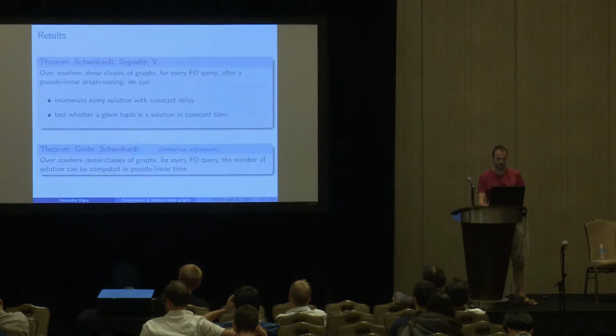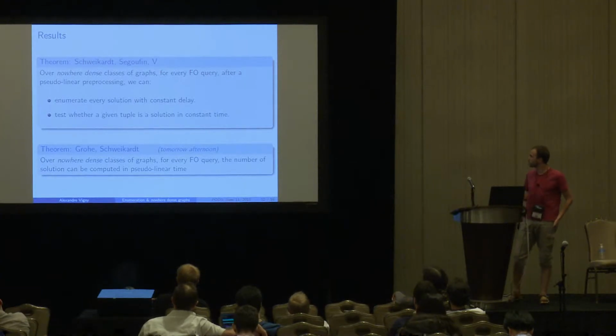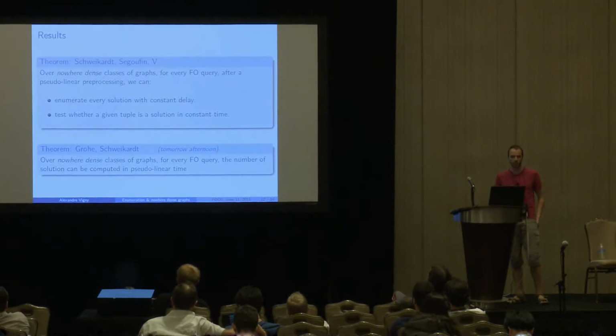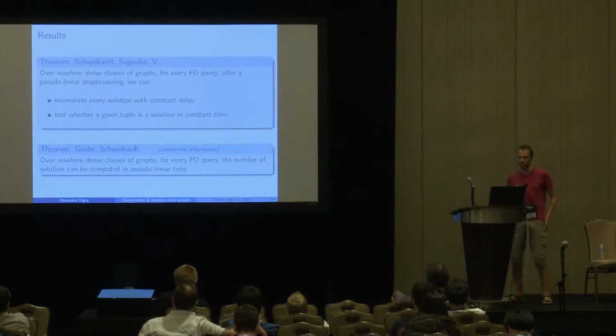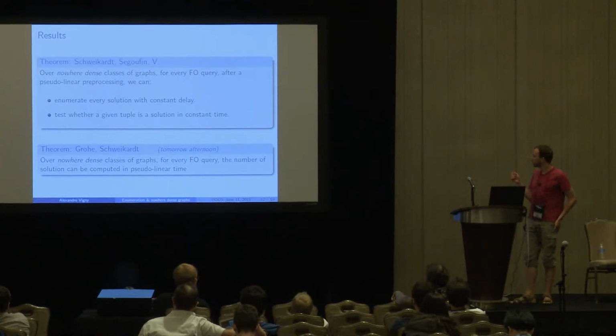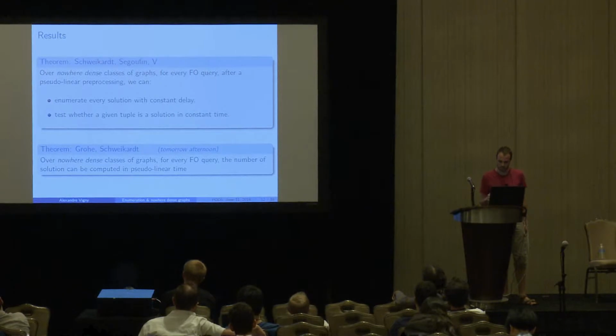And so what are precisely our results? Over nowhere dense classes of graphs, for every first-order query, after pseudo-linear preprocessing, we can enumerate the solutions with constant delay, and we can test whether a given tuple is a solution in constant delay. The counting problem has also been solved, but not by us. It will be presented next session, tomorrow afternoon.